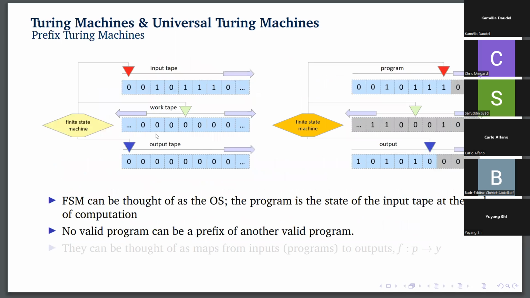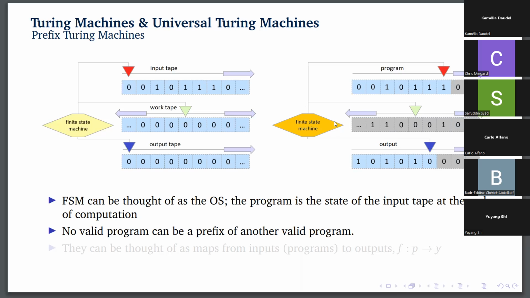But we generally talk about prefix Turing machines, which work in basically the same way, but they have much nicer mathematical properties. So we have three tapes: an input tape, a work tape, and an output tape. The program tape is read only, and you move from left to right. The output tape is write only, and you move from left to right. And then you have a bidirectional work tape where you can read and write.